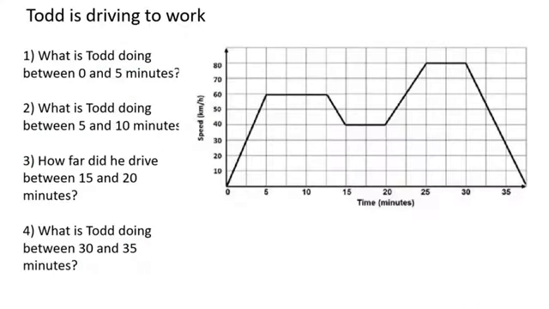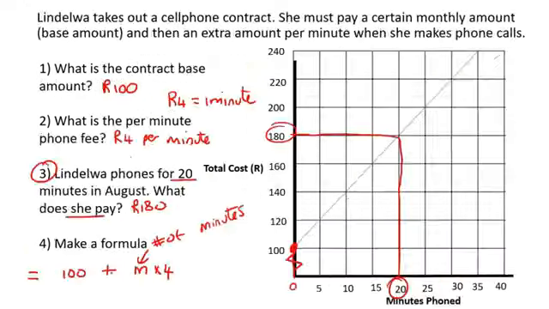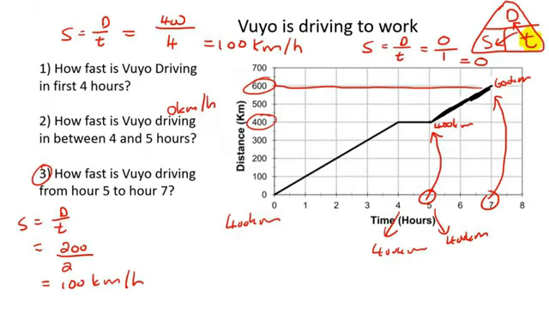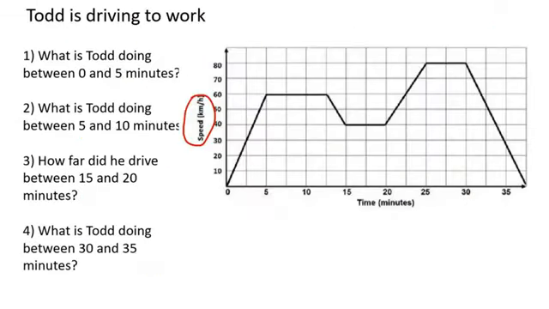3 more questions, guys. So it says, Todd is driving to work. Okay, so here we can see they've got the speed. So it's not the same as the previous one where we had distance. Now it's speed, okay, and time. So Todd, what is Todd doing between 0 and 5 minutes? Well, here's 0 minutes and here's 5 minutes. Look at what Todd's speed's doing.